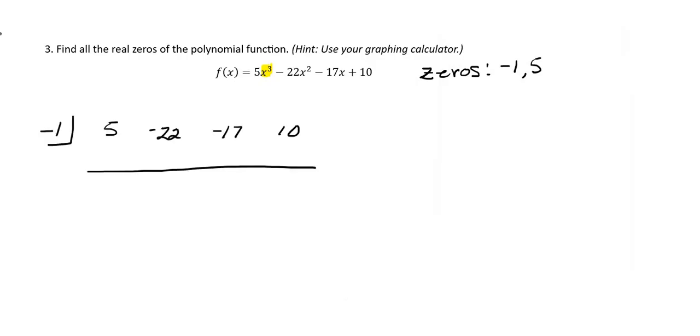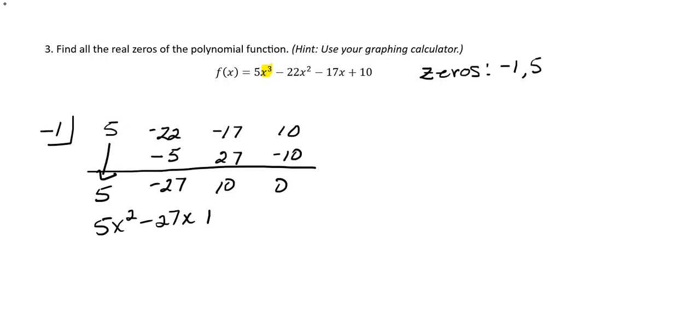Because I know that -1 is a 0, I can use synthetic division. And I get this for my answer, 5x squared minus 27x plus 10. Now notice that right here I have 0. And you have to be sure that you have a 0 here because you're told by looking at your graph that -1 is a 0. So if you don't have a 0 here, you've done something wrong.